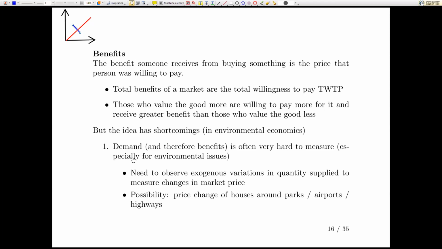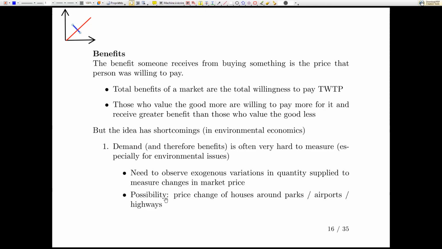What we want ultimately is to make good decisions. If you want to implement good environmental policies, we want to know how valuable some public good is, or how valuable cleaner air is, for instance, or less polluted water. So we want to have ways to measure this accurately, and it's not that easy. So we need many small tricks.